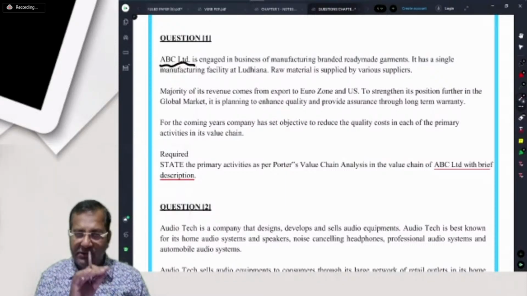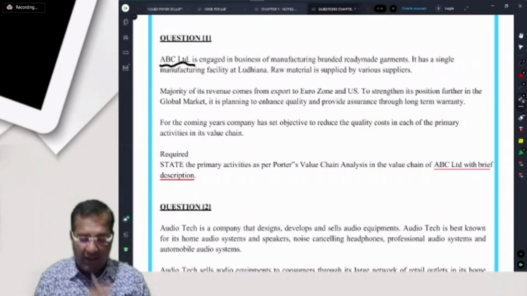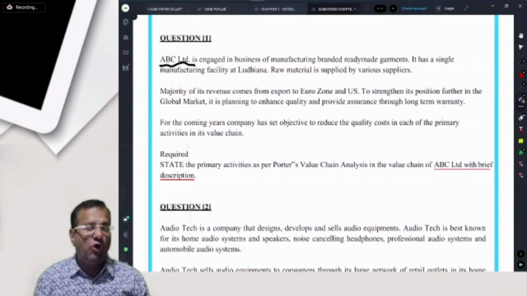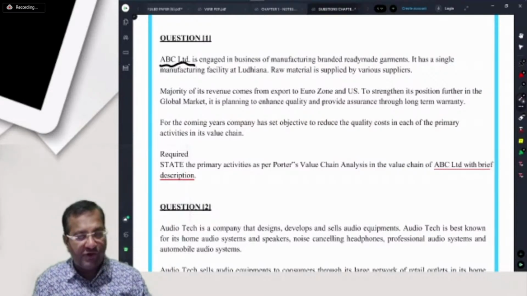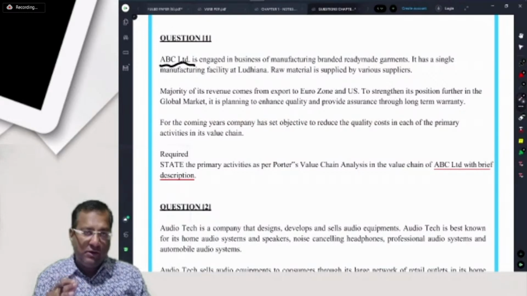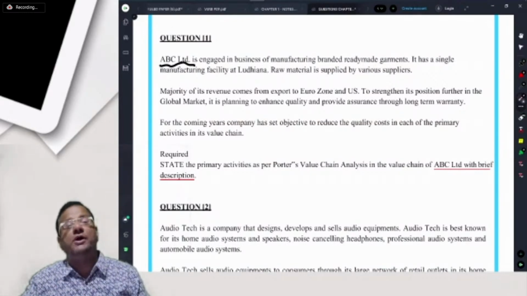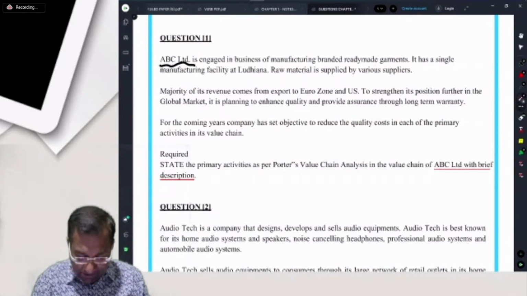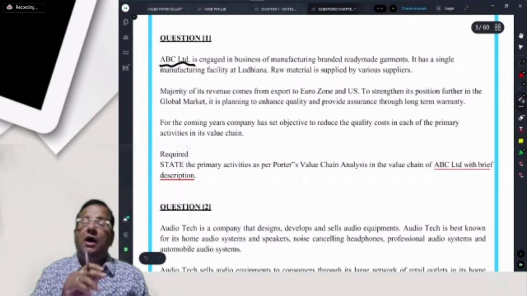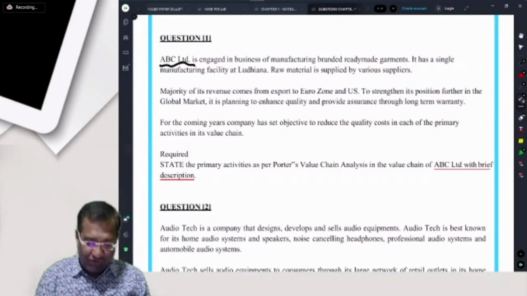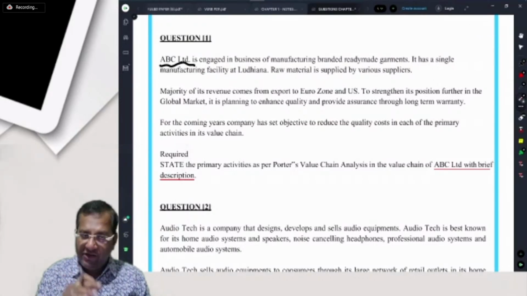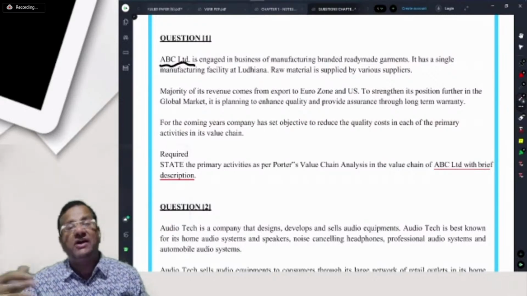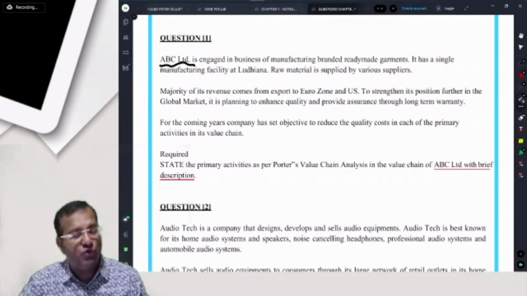Operation, converting the fabric into ready-made garments, will be covered under the head operation. It involves machining, packaging, testing, and equipment maintenance. Outbound logistic: collecting, storing, and distributing the product to the end consumer. But nothing special is given regarding outbound logistic apart from the global market. So at most you can write distributing the product to export zones like the Eurozone and the US.